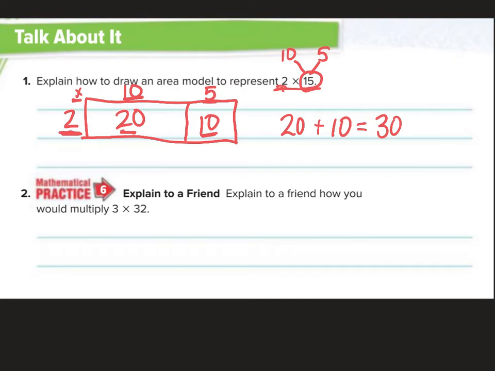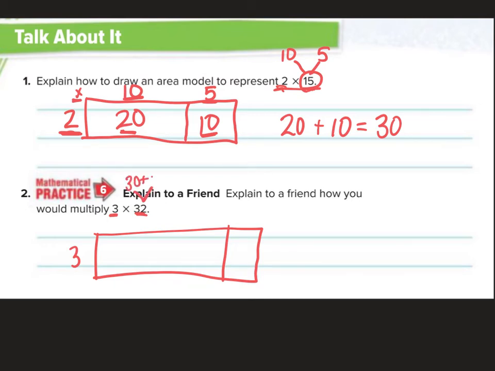Okay, let's try this one. How could you multiply 3 times 32? So 3 goes on that side. Draw my rectangle. And cut it there. Does it matter where you cut it? No, it really doesn't. Then I'm going to break 32 into 30 plus 2. So 30 is going to go here. 2 is going to go here. Get my multiplying sign here.